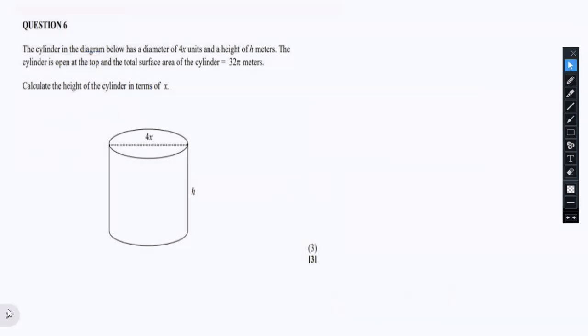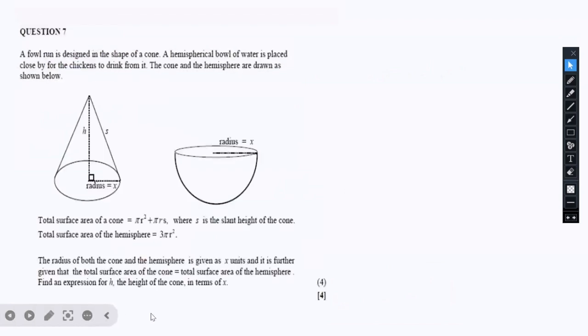Okay, then now let's proceed to the next question. It says a fowl run is designed in the shape of a cone. A hemispherical bowl of water is placed close by for the chickens to drink from. The cone and the hemisphere are drawn as shown below. Then we are given the total surface area of the cone is pi r squared plus pi rs, where s is the slant height of the cone.